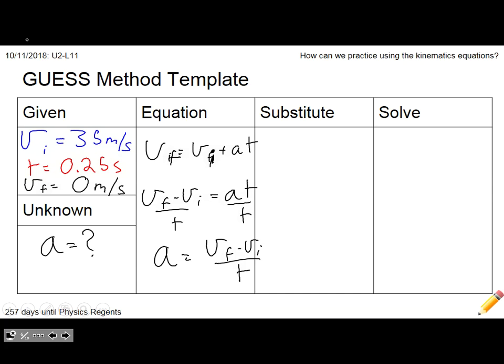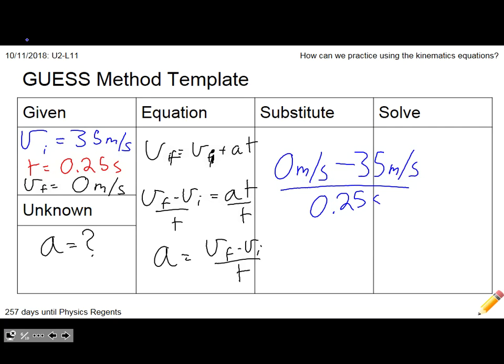So V final is 0. Then minus V initial is 35 meters per second. And then I divide it by T, 0.25 seconds. So 35 divided by 0.25, that is 140. With that negative sign in front, because it's 0 minus. And the units, meters per second squared.